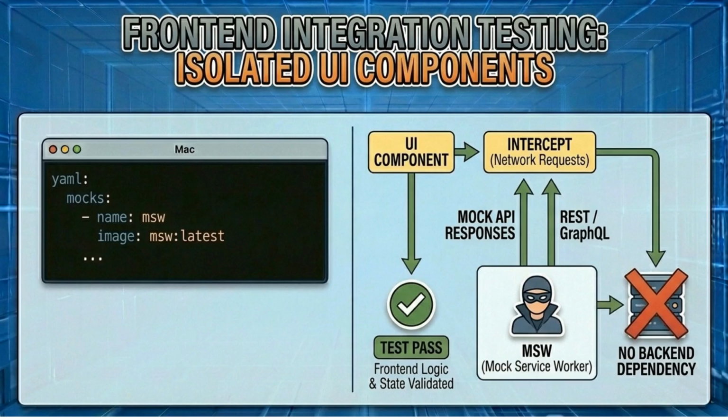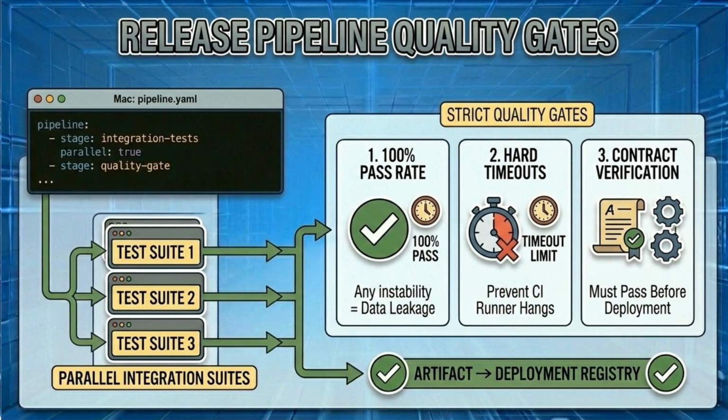Instead, isolate the UI component integrations by intercepting network requests. Use tools like Mock Service Worker, or MSW, to simulate backend API responses. This strictly validates your frontend state management and data fetching logic with zero backend dependency.